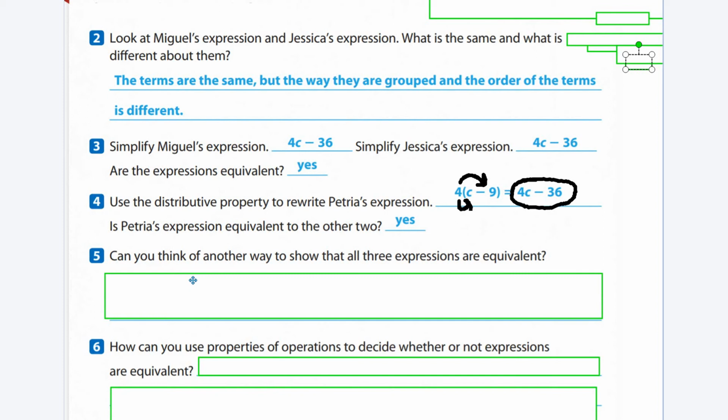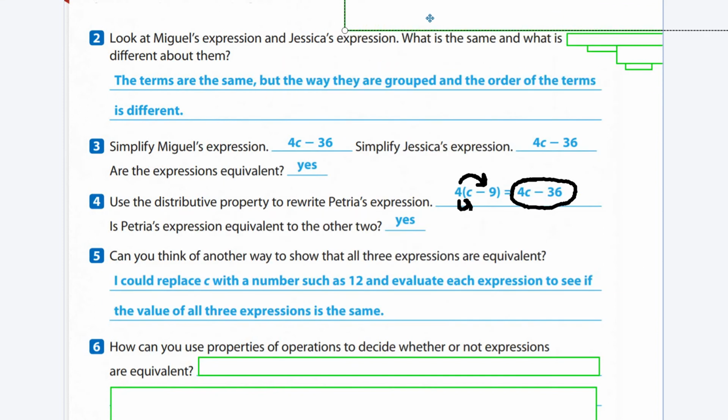Can you think of another way to show that all 3 expressions are equivalent? Well, I could replace c with a number such as 12 and evaluate each expression to see if the value of all 3 expressions is the same. So you can obviously plug in any value. They plugged in 12, and when you plug it in, you would see that all expressions will be the same before you even simplify them.